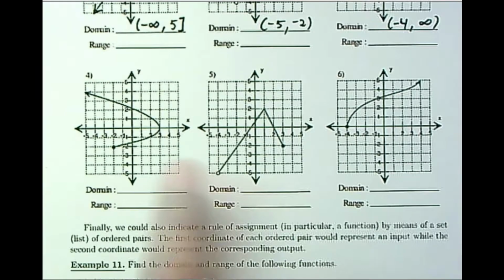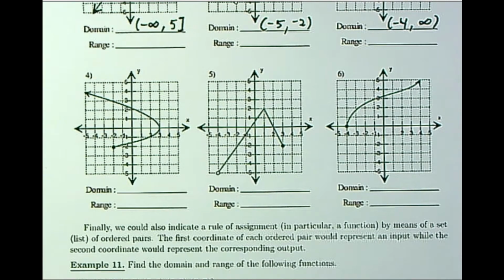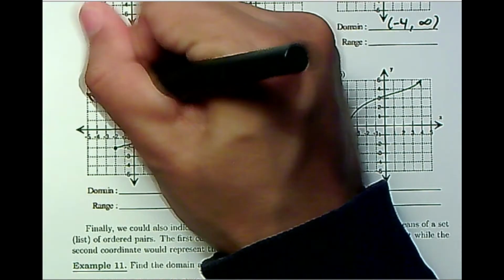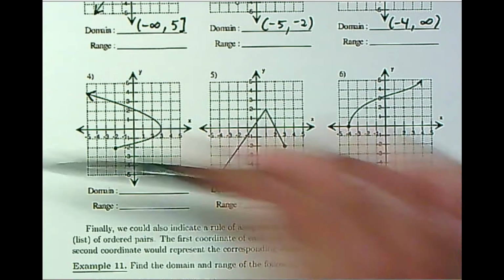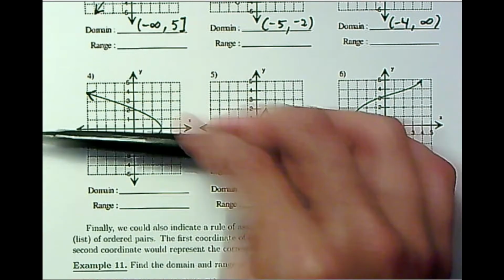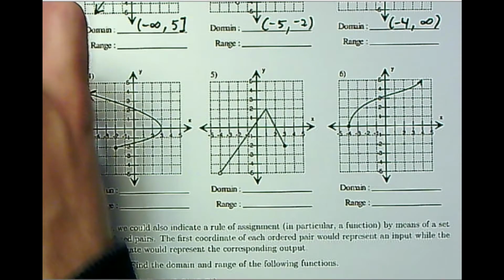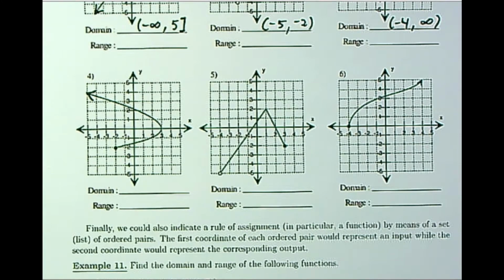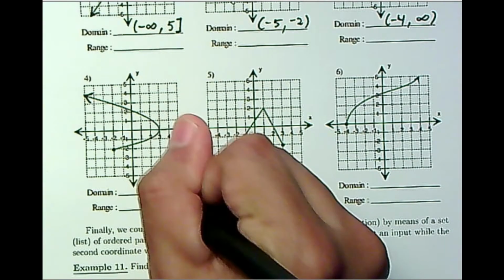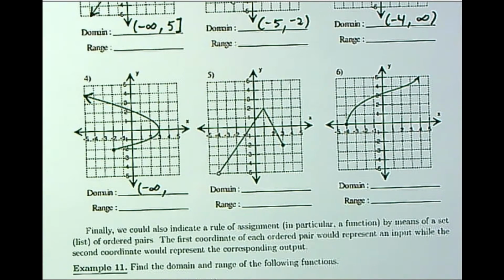Okay, now let's look at this one. What is the domain of this one right here? Okay, there's a dot right here and there's an arrow right here. So when you look at it from the x perspective, the horizontal perspective, it keeps moving all the way to the left forever. So it's going to go to minus infinity from the left. It never stops, it keeps going to the left forever.